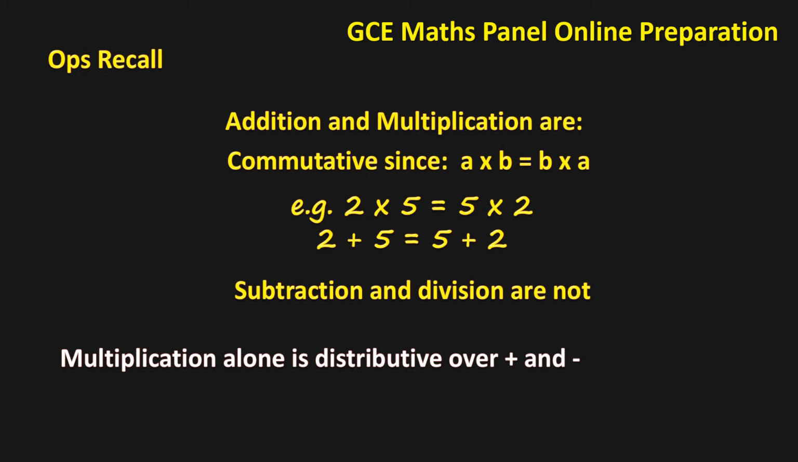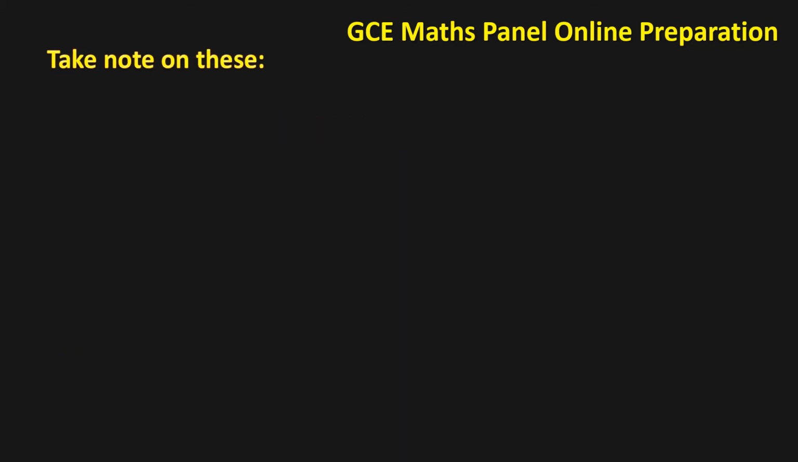Multiplication has another property which is unique to it. It is distributive over addition and subtraction. Let's look at an example of the distributive property. You have 2 into 5 plus 4, or for another example, 2 into 5 minus 4. So here we see that 2 into 5 plus 4 can be written as 2 times 5 in brackets plus another bracket 2 times 4. Here multiplication is distributive over addition. If I now replace the addition sign with subtraction, we say it is distributive over subtraction. Take note of the following.